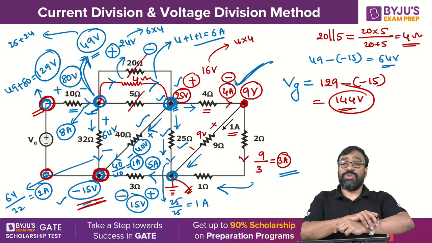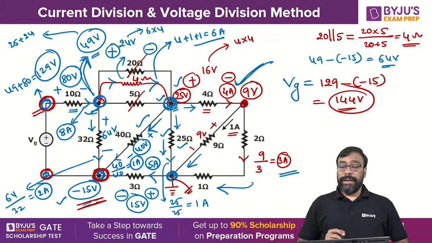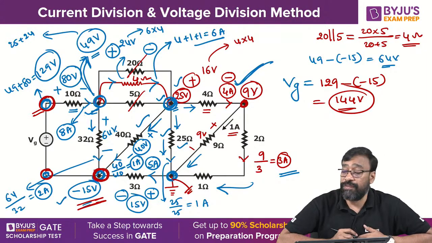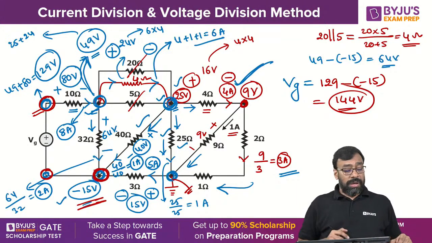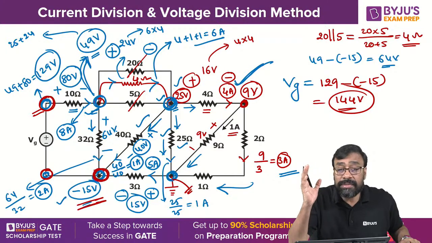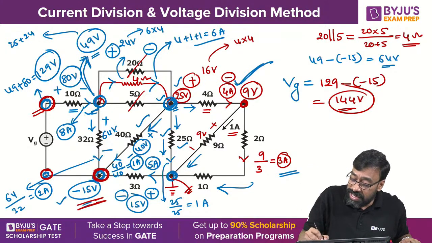That is how you are supposed to solve. VG is supposed to be 144. I hope you followed this method. This method is called the jumping technique. I told you already that this is the jumping technique.